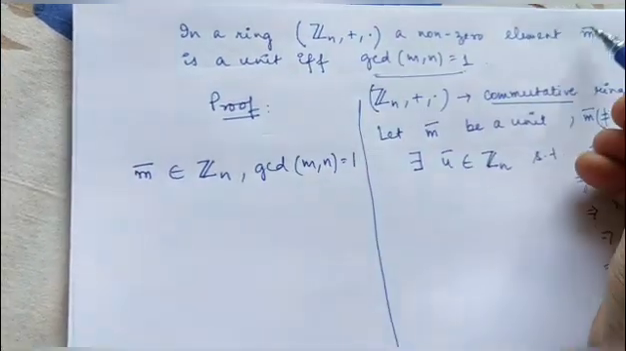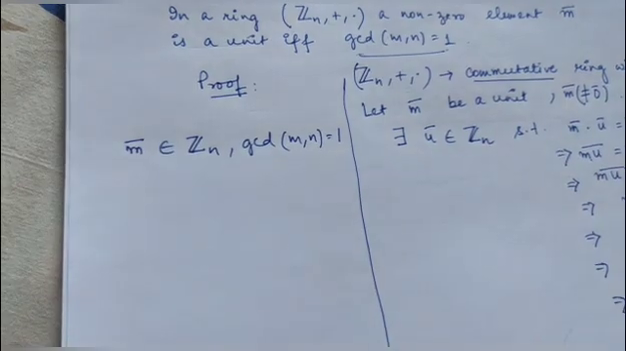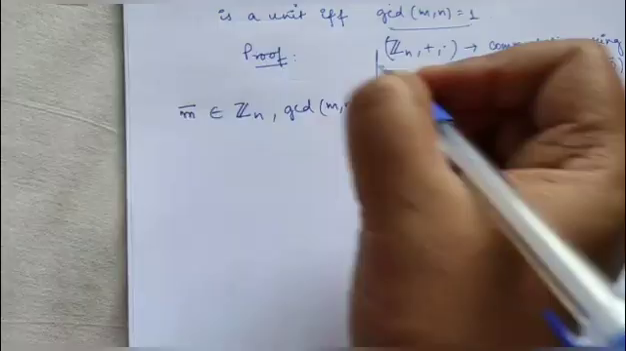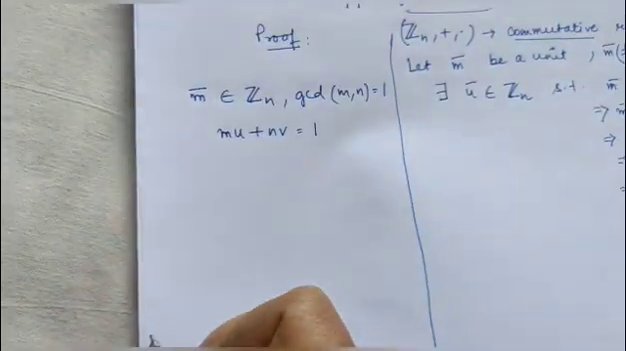So for the other side I have to take M bar to be an element in Zn and GCD of M, n equals 1. What will I prove? M bar is a unit, right? So GCD of M, n is 1, what does it imply? Mu plus Nv equals 1.